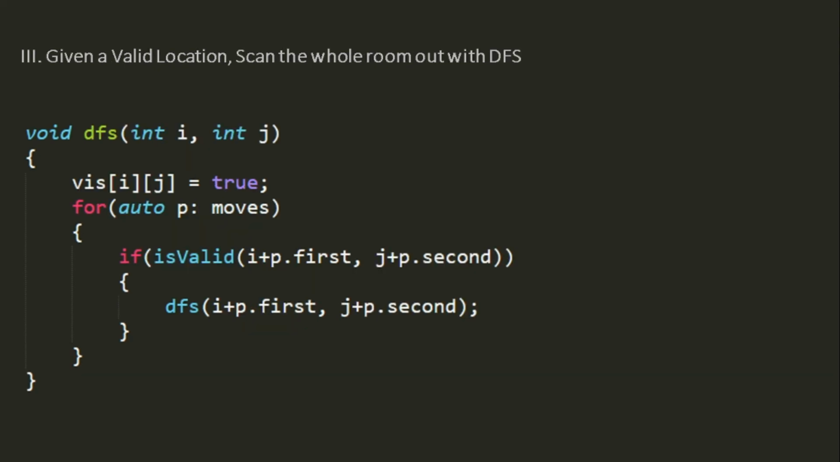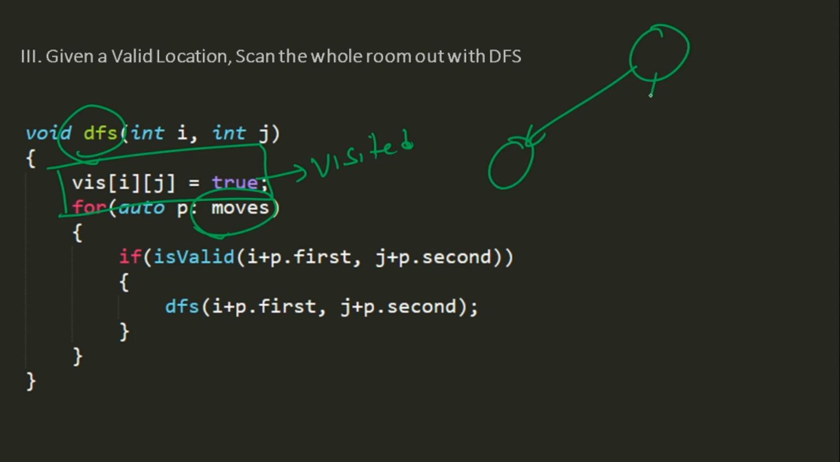Okay. Now, what is our DFS function going to look like? Initially, we'll mark that particular location which was unvisited as visited, and we will perform our moves. In case of a conventional DFS, we were moving to the children, correct? From location U, we were moving to V and W. That's what we were doing in our conventional DFS. In case of a grid, given a location, we will try to move up, down, to the left and right.